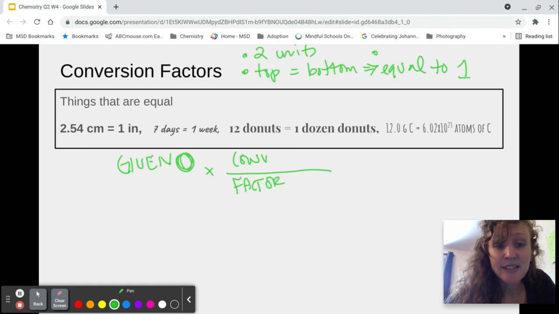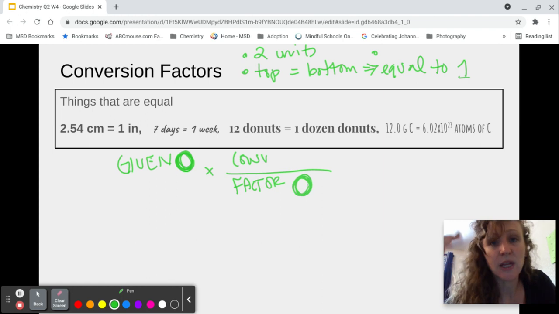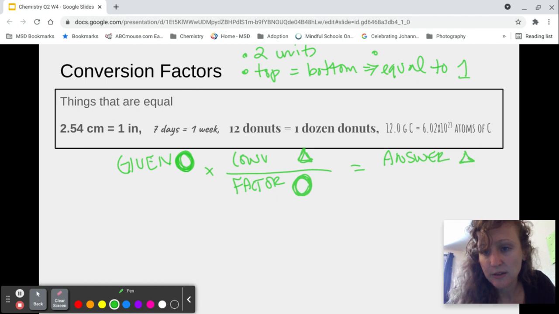Whatever your given unit is must be on the bottom so that they reduce out. You have your new unit on the top, and that's the unit that your answer is going to be in.